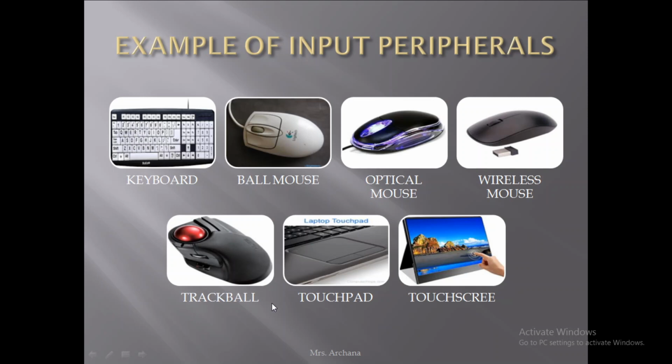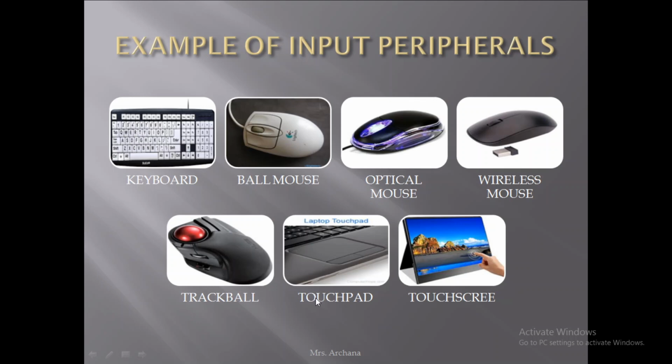Next is your trackball. This is also a pointing device, but it has a ball on the top which rotates freely. That means this red color one you are seeing is the ball which rotates freely. Whenever we want to point at anything or move the cursor, we move this ball instead of moving the mouse.